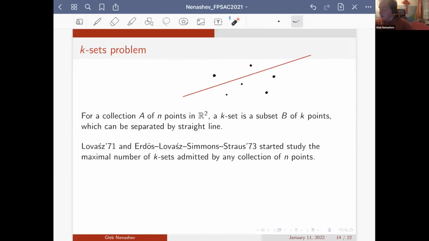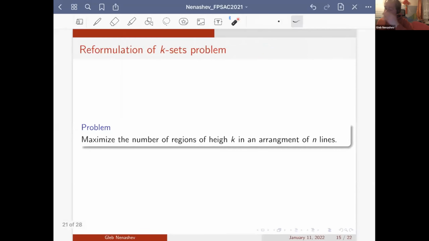And in the 70s, Lovász and company started to study the problem about the maximal number of K-sets for n points. Of course, for different configurations of points, we have different numbers of K-sets. And they studied the maximal number of K-sets.